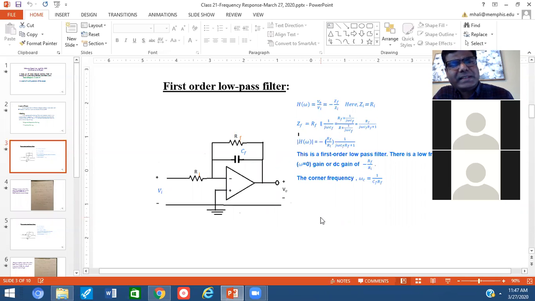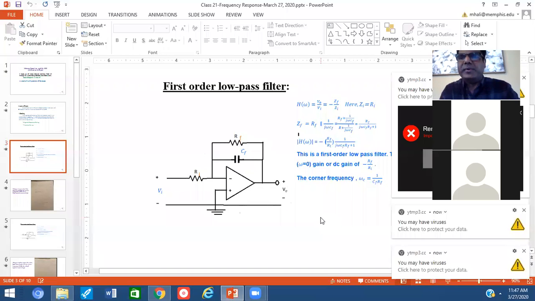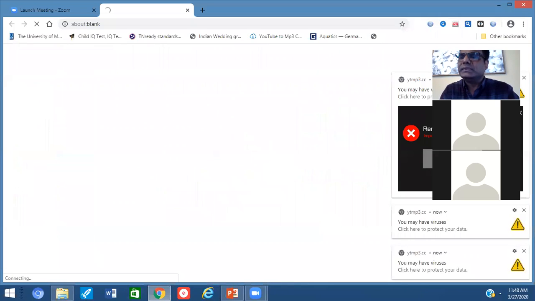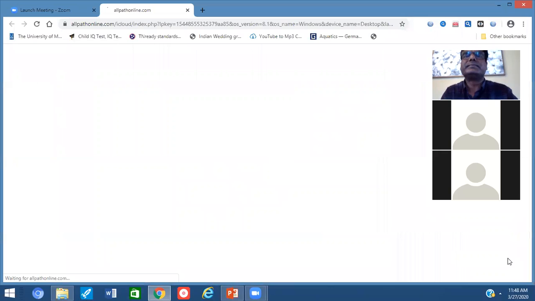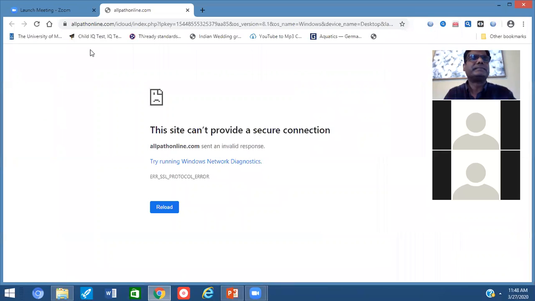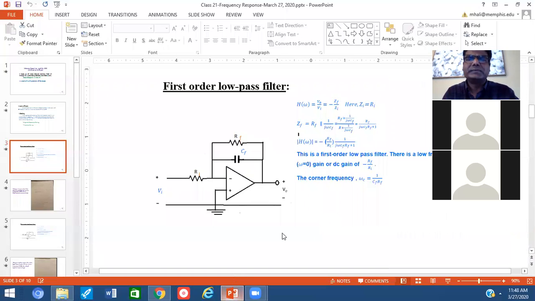So in the next slide, I will show you a numerical example. At that time you need to remember this corner frequency expression, omega C equals 1 over Rf into Cf. Is everybody fine so far? Yeah, just fine. Okay. So now let's have a look at an example in the next slide.